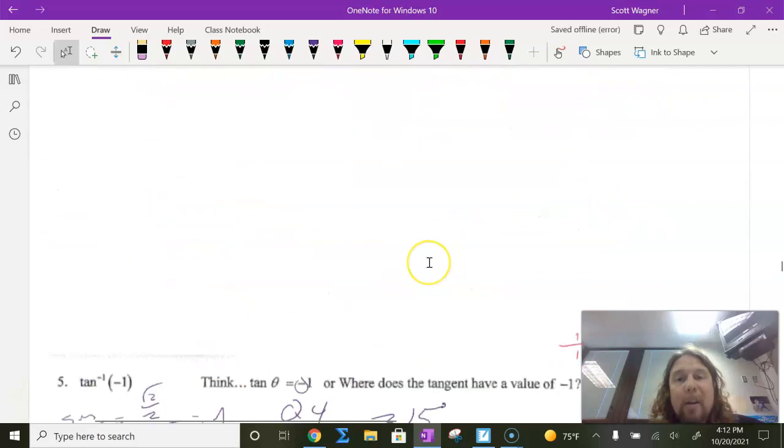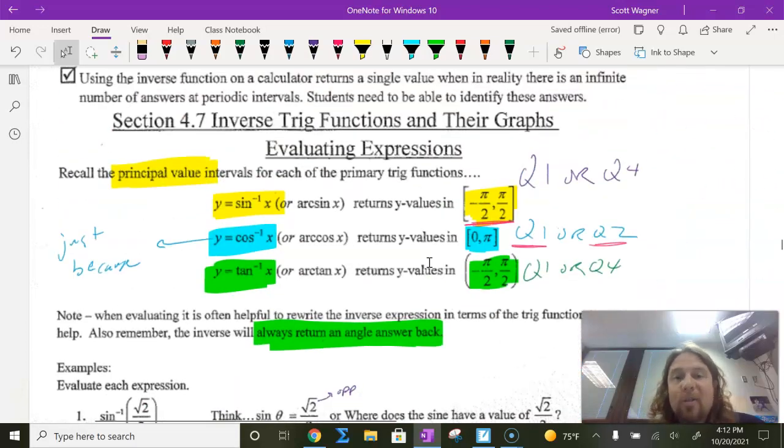All right. Also, the final key thing that I want to leave you with is this chart right here. Remember the blue one, the cosine's different just because, to figure out the different quadrants.